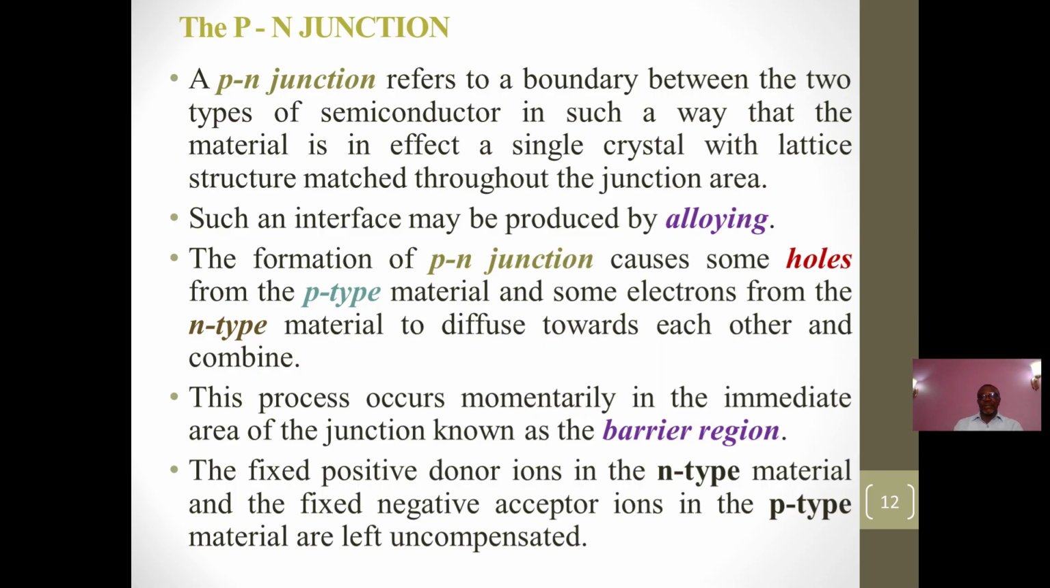The formation of PN junction causes some holes from the p-type material and some electrons from the n-type material to diffuse towards each other and combine.